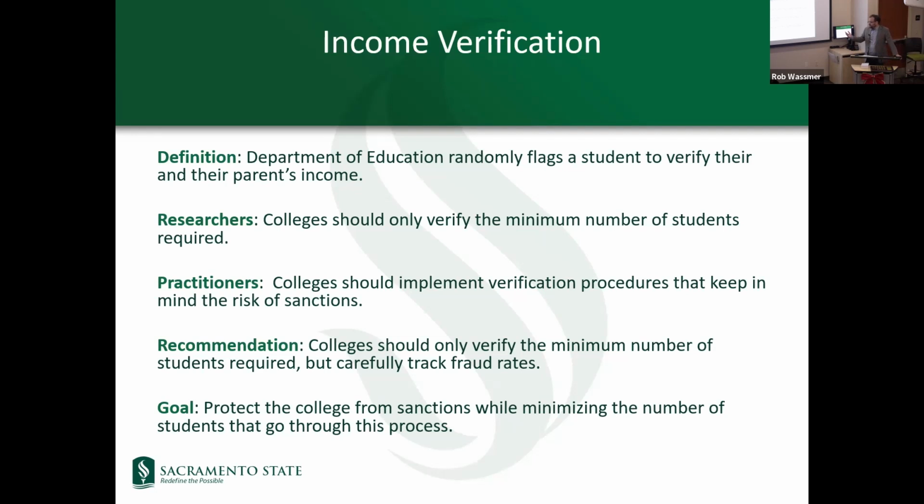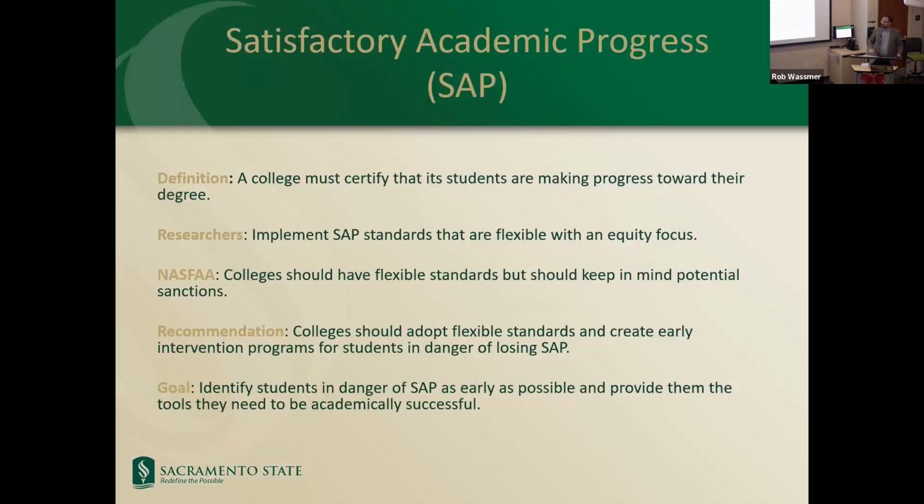So my recommendation really does agree with the researchers, which is you should really only verify the minimum amount of students as possible, because that saves the college's money as well as the students. And then also very carefully consider what documents are required, but at the same time, carefully track the rates of fraud that might be popping up so you could take corrective action earlier. Again, the goal is to protect the college from sanctions while at the same time making it as easy as possible for students to go through this process.